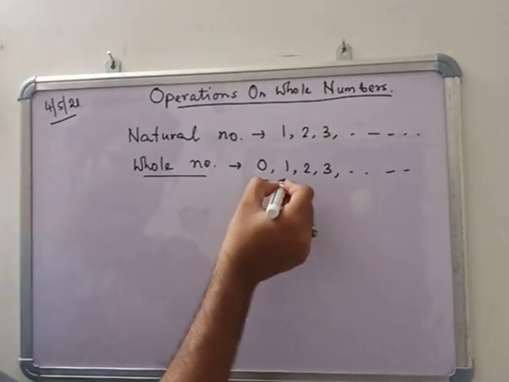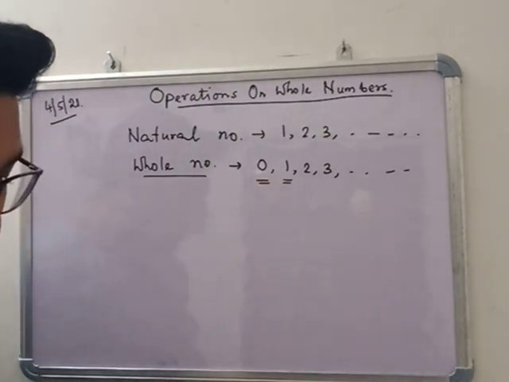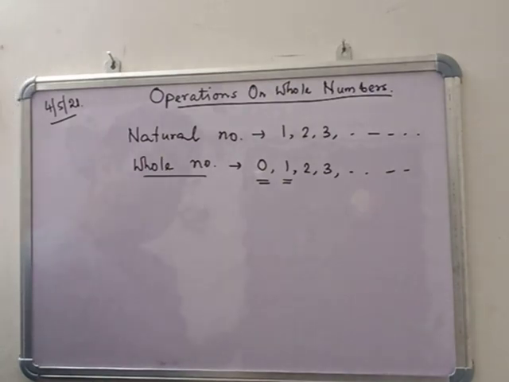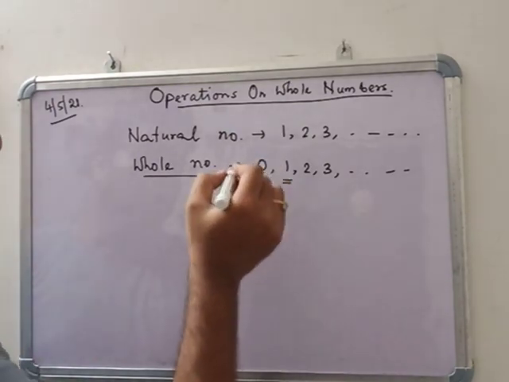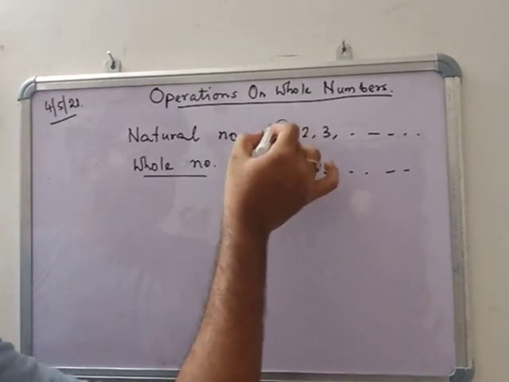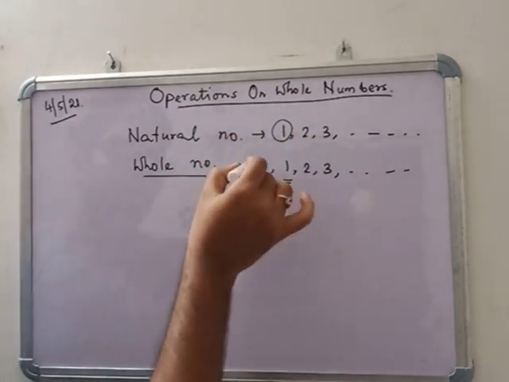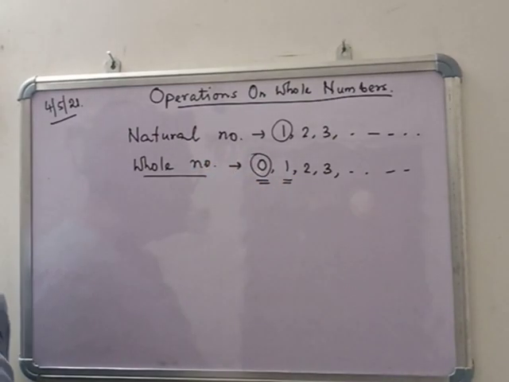1 is the smallest natural number, while 0 is the smallest whole number.